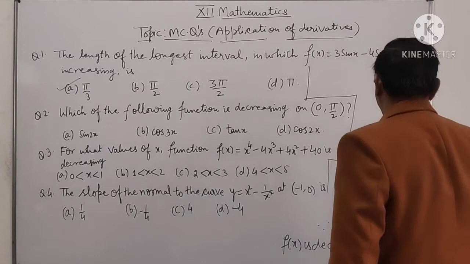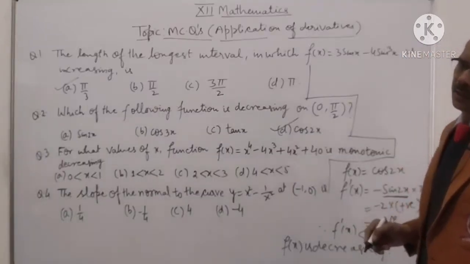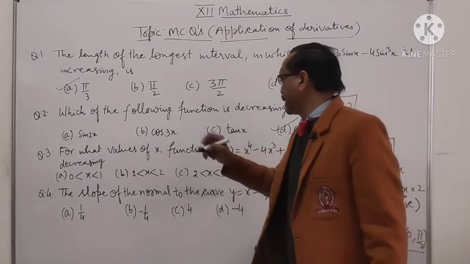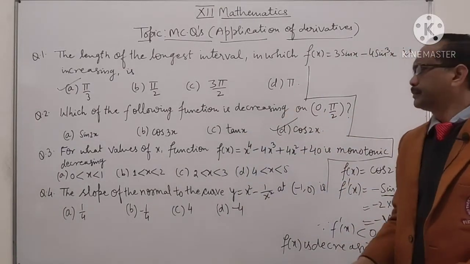So in this interval, only cos 2x is a decreasing function. Sin 2x is increasing, cos 3x is also increasing, and tan x is a monotonically increasing function.